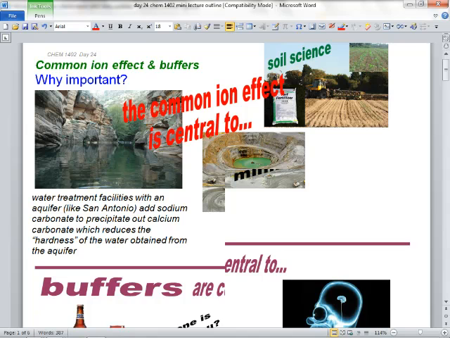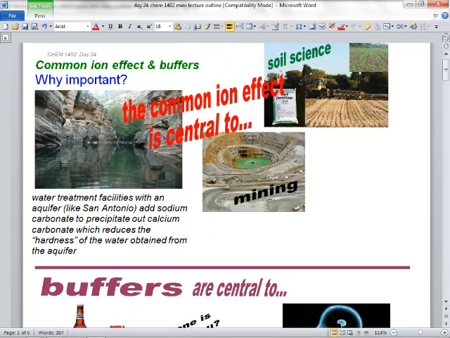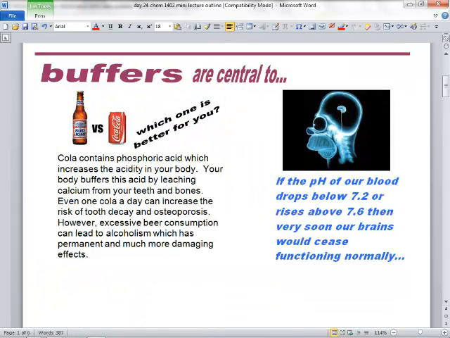And then I think kind of a special case is buffers. I mean, it shouldn't be a separate category because it really is the common ion effect, how buffers work. But buffers are really, really powerful, central to a lot of different things. For example, your blood is buffered. If it wasn't, you could turn into Homer Simpson.